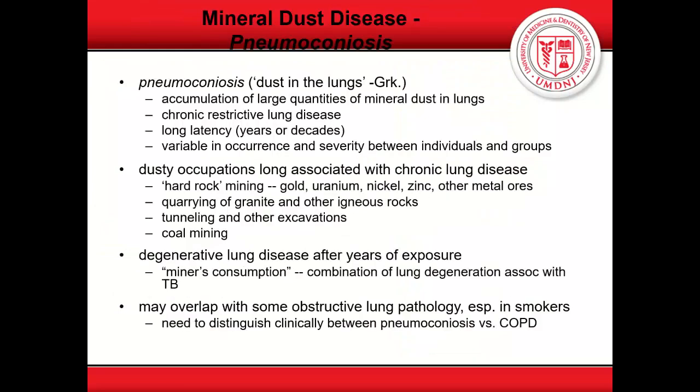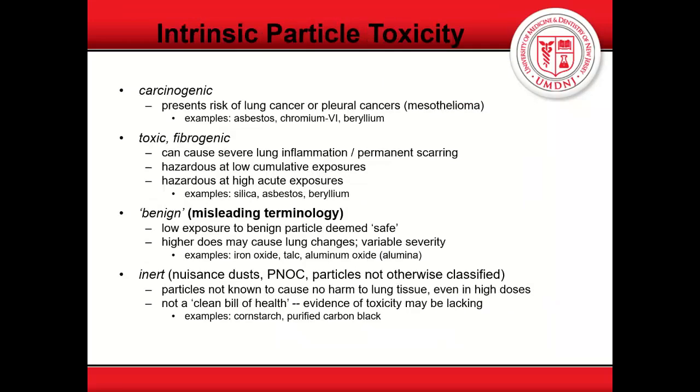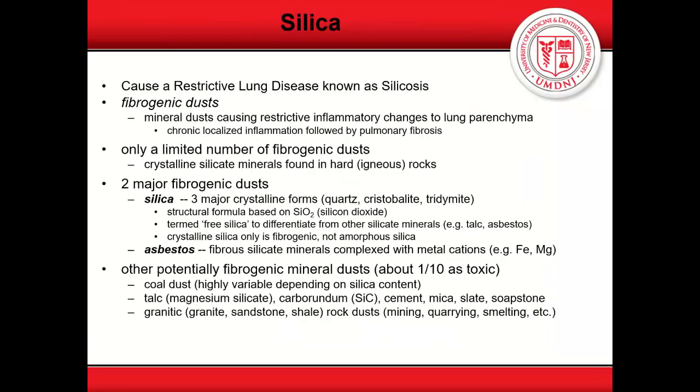pneumoconiosis, which is mineral dust exposure. So we talked about silica exposure versus asbestos, and the whole factors influencing the hazard, including the mineralogy, the shape, the structure, and so on, and the intrinsic particle toxicity. So some of them could be fibrogenic, some could be carcinogenic, some can be inert, and so on.